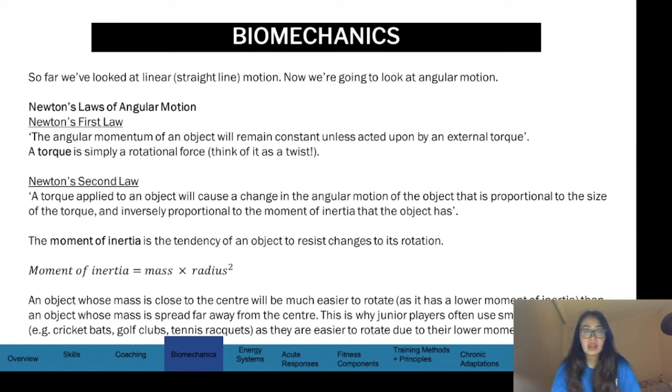An object whose mass is close to the center will be much easier to rotate because it has a lower moment of inertia than an object whose mass is spread far away. So junior players often use smaller equipment because it's easier to rotate due to the lower moment of inertia. So smaller golf clubs, smaller bats, smaller tennis rackets, all these have a smaller radius. Therefore, if their radius is decreased and their mass is decreased as well, they actually decrease the moment of inertia and make it easier to change its rotation.